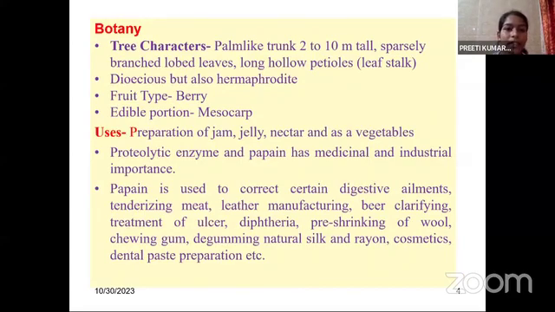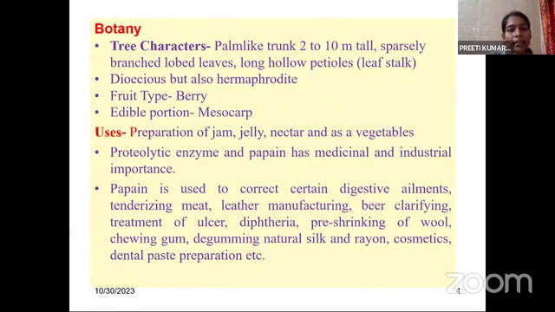Now moving to the botany, how the tree looks. It is a tall tree with a palm-like trunk, 2 to 10 meters tall. We have seen in the previous slides the photo of the papaya tree, with sparsely branched, lobed leaves. The leaves are like this, and there are long hollow petioles. The middle leaf stalk is somewhat hollow, and upon that the leaf grows. It is dioecious but also hermaphrodite.